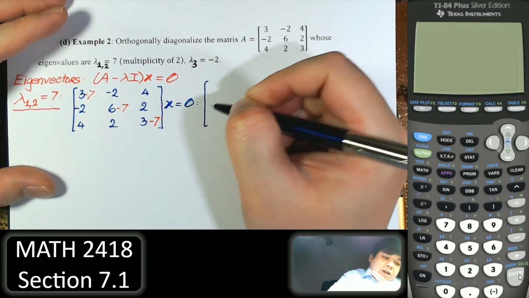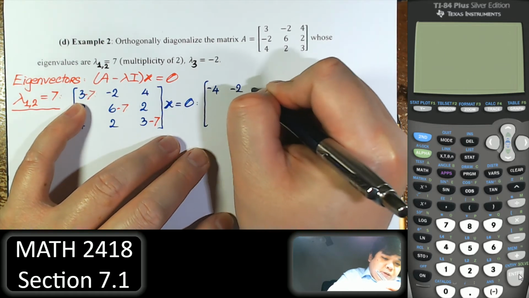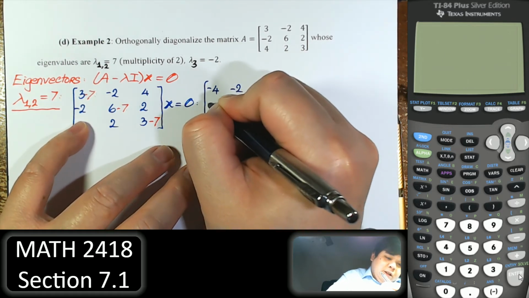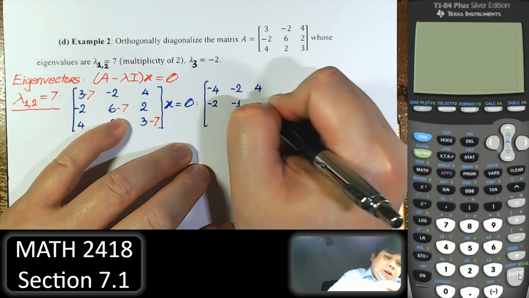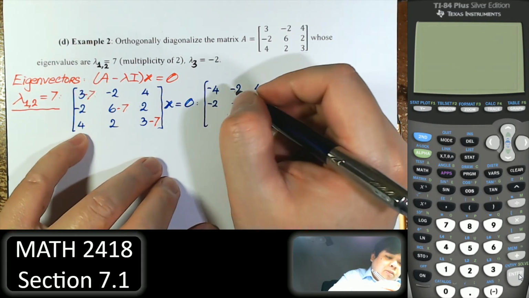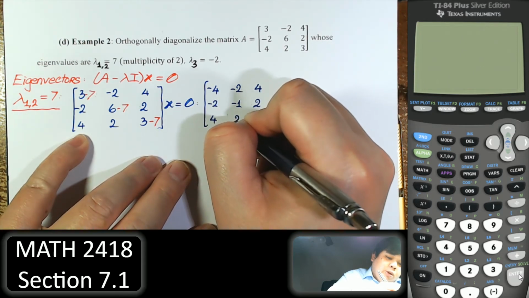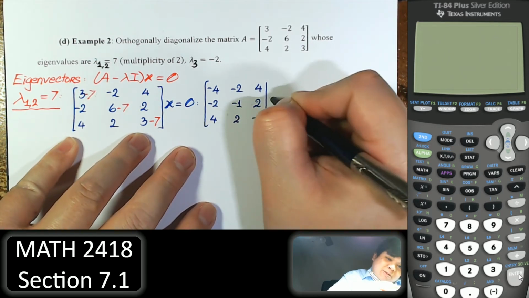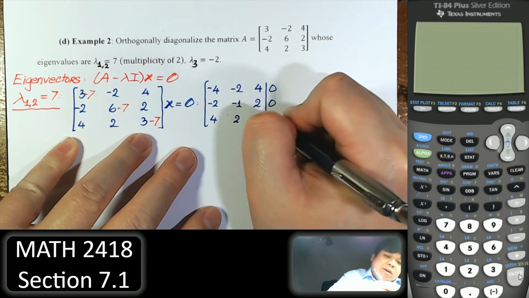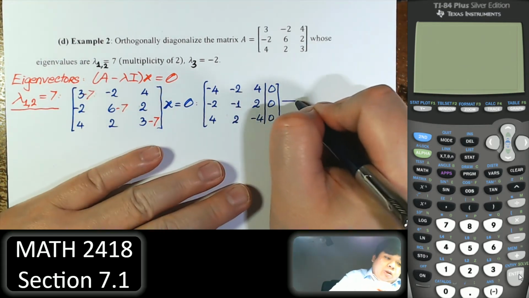That would give us the augmented matrix of negative 4, negative 2 and 4, negative 2, negative 1 and 2. They look the same. 4, 2 and negative 4. Actually they're all the same. By the same I mean multiple of a vector. Right. Reduce to echelon form.